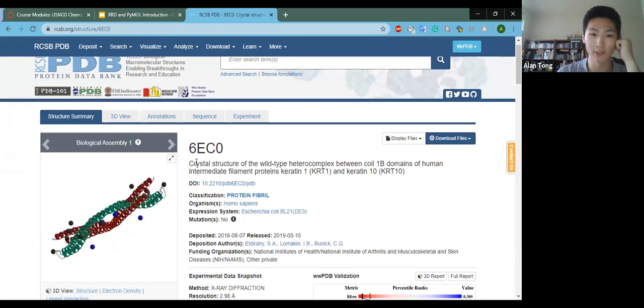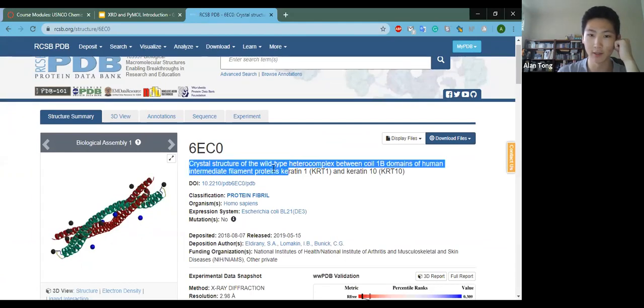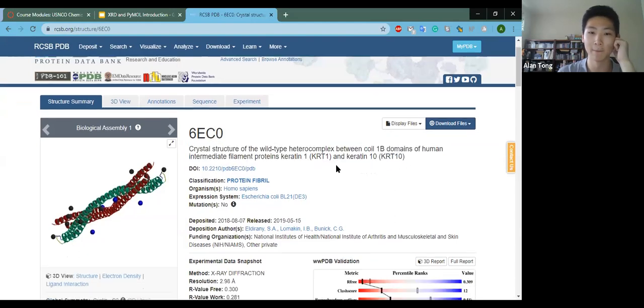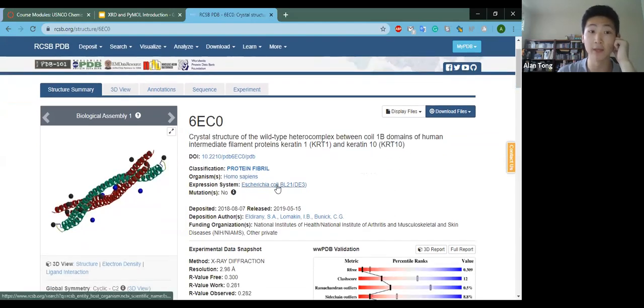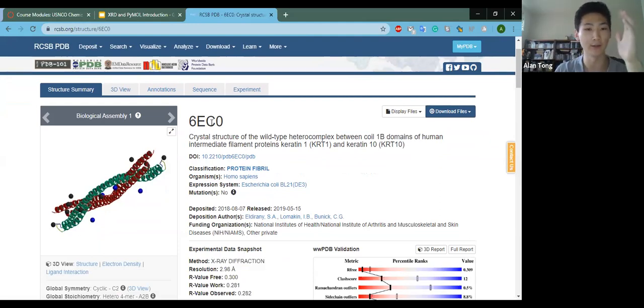So this protein is the crystal structure of some domains of keratin, right? Keratin 1 and keratin 10, whatever that is, right? It's from humans, you can see, but it was made in E. coli. And you can see how it was determined using X-ray diffraction. So they crystallized it, and they shot X-rays at it, and they got this structure out. How do we actually look at it? We take this code, 6EC0, right? 6EC0, 6EC0. Let's go back here.